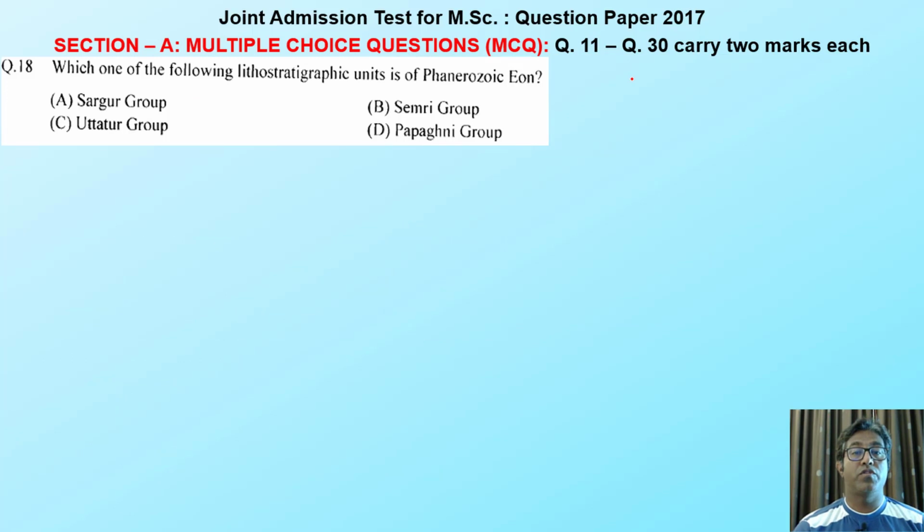Which one of the following lithosphere units is of Phanerozoic eon? You should know the age of the Phanerozoic eon as well as the age of all these groups: Sargur group, Semri group, Otatur group and Papagani group. What is the age of all these?